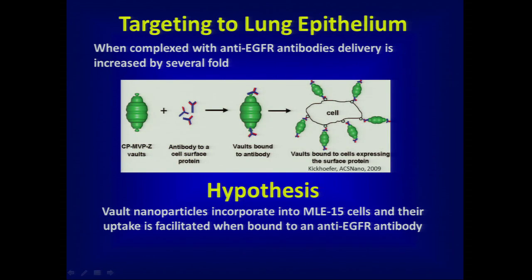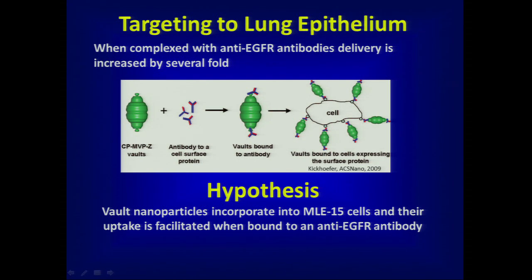So, targeting to lung epithelium, and this is what we're interested in the Londe lab. When our Vault nanoparticles are complexed with an anti-EGFR antibody, delivery can be increased by several fold. Again, the reason why we used anti-EGFR antibodies is that we know it's very abundant within the lung epithelium.